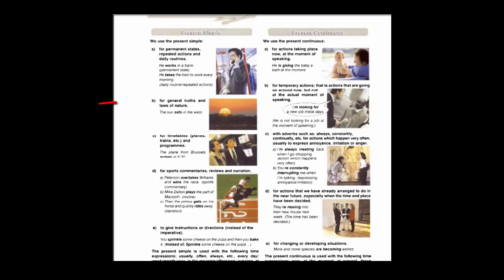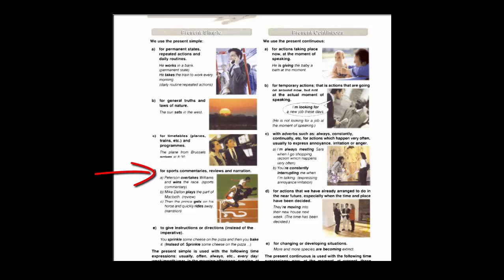The next one is for general truths and laws of nature. For example, the sun sets in the west and water freezes at 0 degrees. The next one is for timetables, any kind of timetable. It can be planes, trains, or programs like a cinema timetable, etc. For example, the plane from Brussels arrives at 8:30.